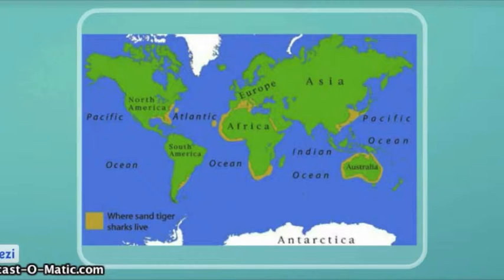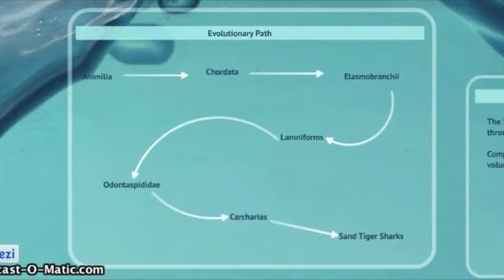This is a map of where sand tiger sharks usually live. This is the evolutionary path of a sand tiger shark.